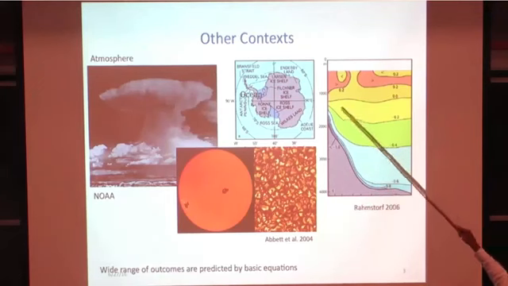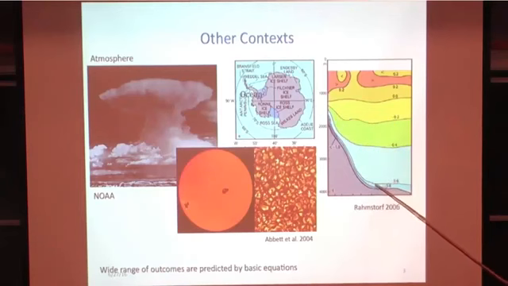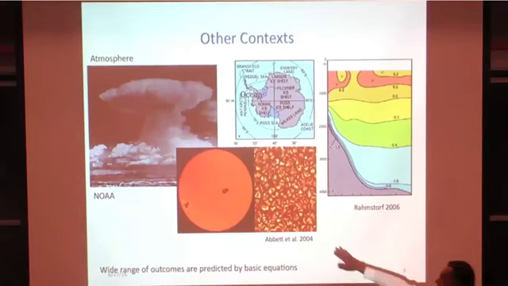This is a cross-section through the ocean. We see this layer of dense water sinking to the base of the ocean to drive and participate in the global ocean circulation. Convection in the sun. What you're seeing here is the influence of convection on Earth, on the magnetic field of the sun.